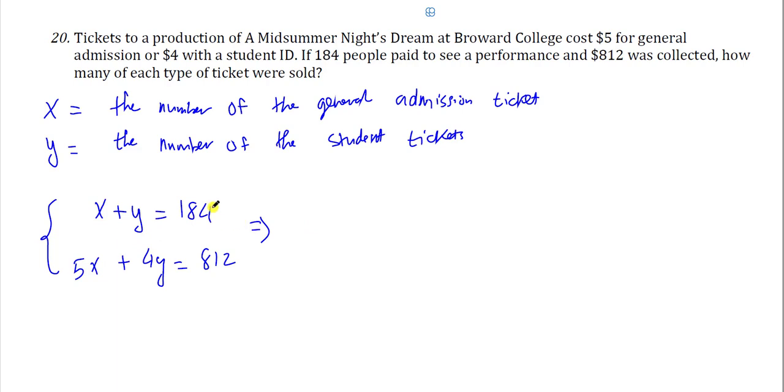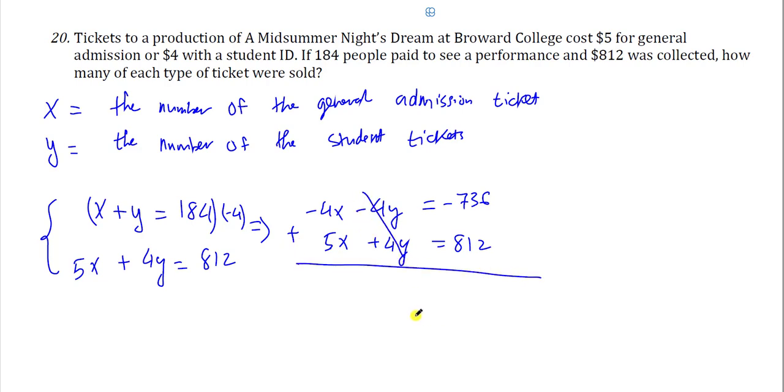I can multiply the first equation by minus 4, because I want to make the y terms have the same value but opposite signs. So minus 4 times x is minus 4x, minus 4 times y is minus 4y, minus 4 times 184 is minus 736, and I keep the second equation. Now I add them together. The y terms are gone. 5x minus 4x is 1x. Subtracting these two, I get 76. So there are 76 tickets, which is the general admission tickets.